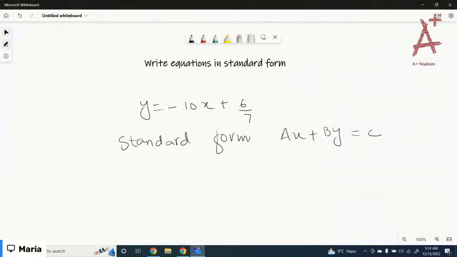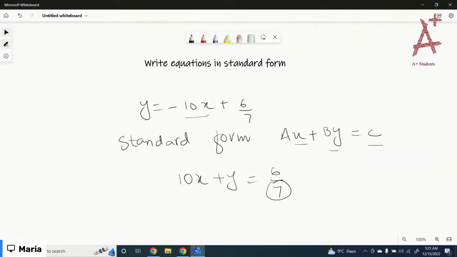Okay, so just rewrite the equation. X and Y variables should be on the same side. So move that negative 10x to the other side. It would then be positive 10x. So 10x plus y equals 6 over 7. Got it? Just look at this. X and Y are on the same side and the constant is on the other side.